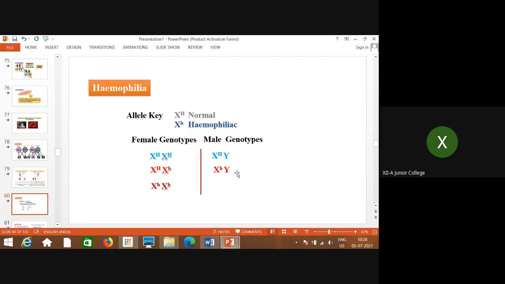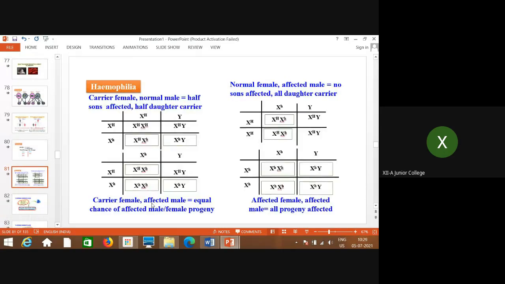There is no such carrier male. In case of males, in case of hemophilia, there is no such carrier. Only females, having two X chromosomes, are just carriers. So this is very important, you always remember.